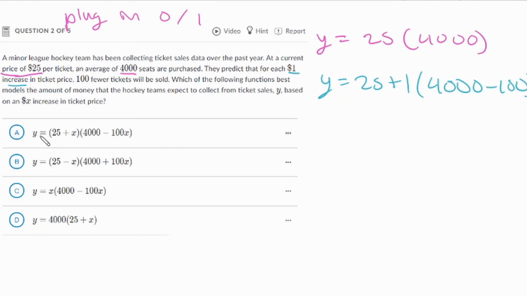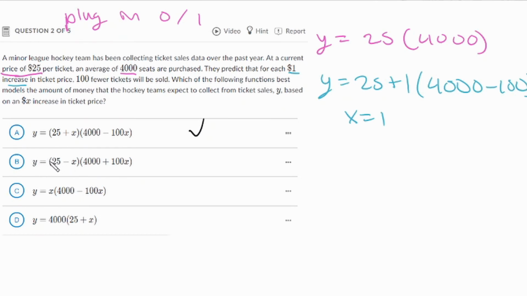We can see our answer choice A is 25 plus x times 4,000 minus 100x. You can see if we assume that our x here was 1, this first answer choice actually looks really similar to our y here. And if we plugged in 1 for x, this would actually solve to equal this. So this is looking like our answer choice, but let's continue just to make sure we've got it right.